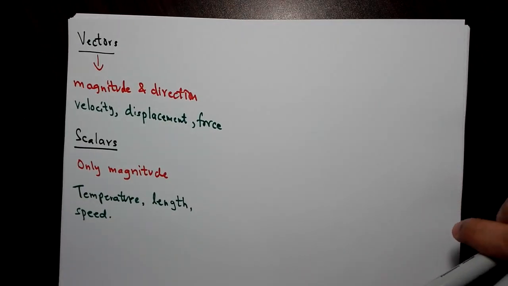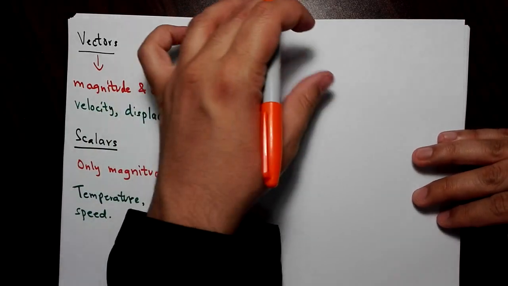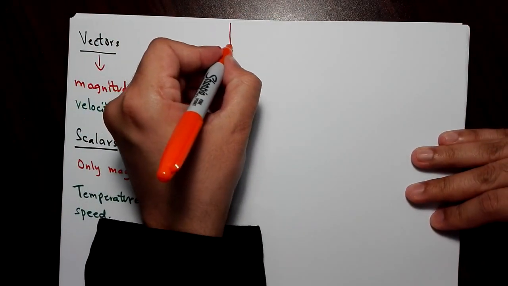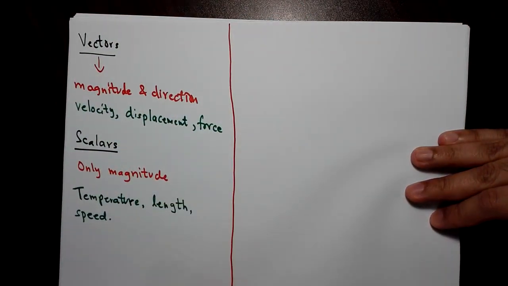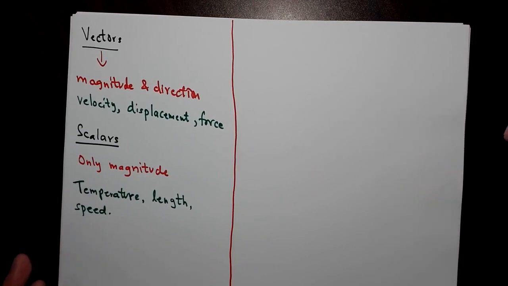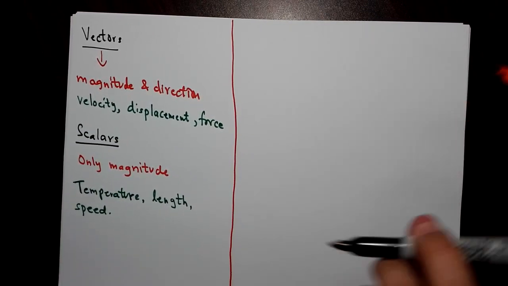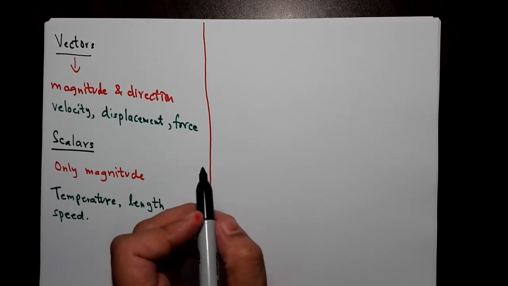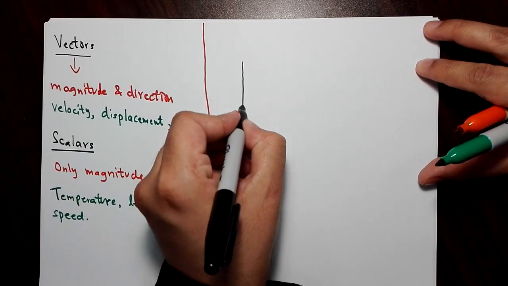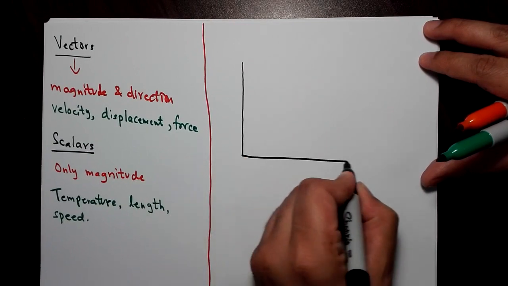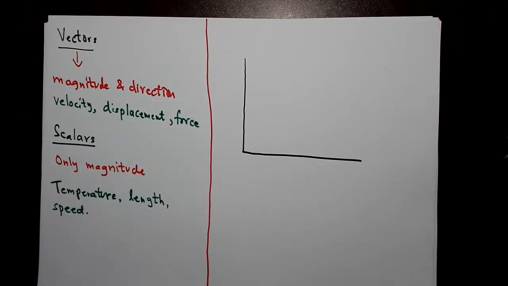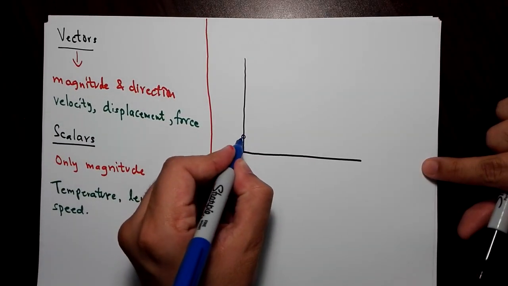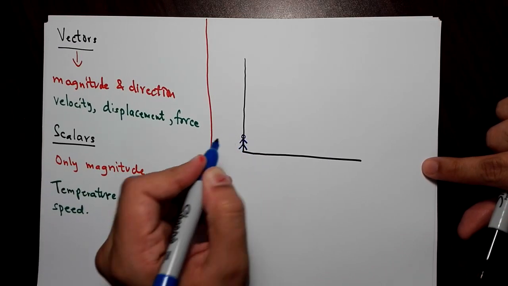Now whenever I introduce vectors in my classes, I get this question: why do we introduce vectors? Why do we need vectors? Right. So let's start with the motivation. Okay. So let's say that you are playing. Okay. And you throw a ball. Let's say you're standing over here. Okay. And then you're having fun.